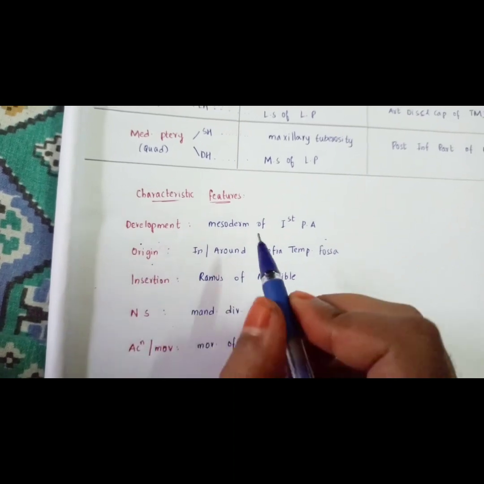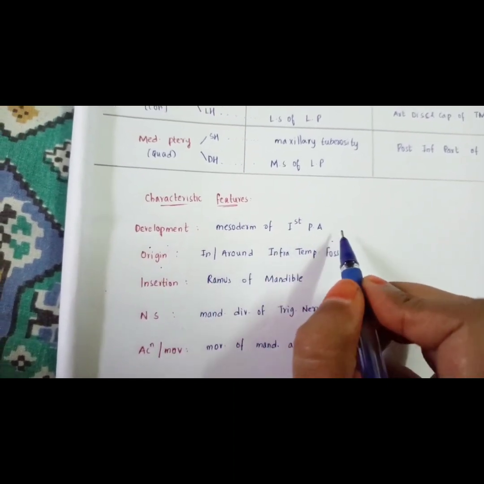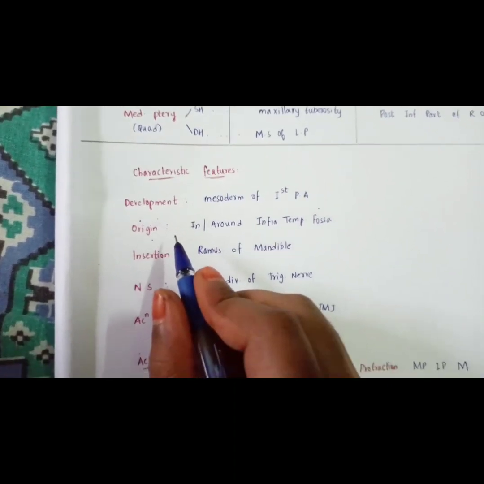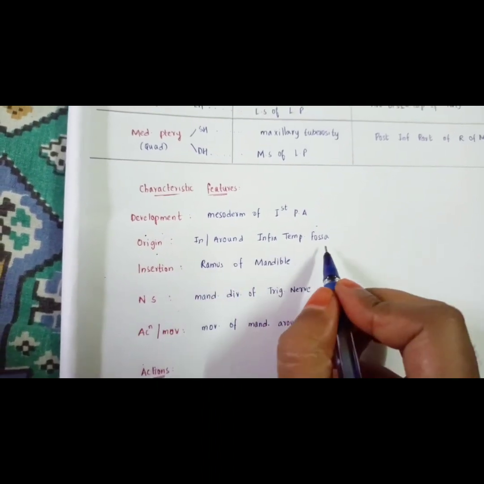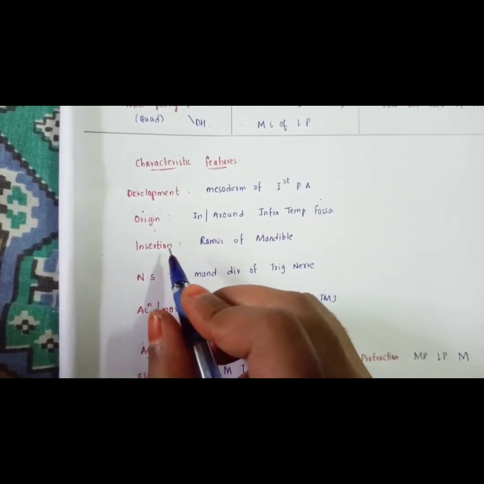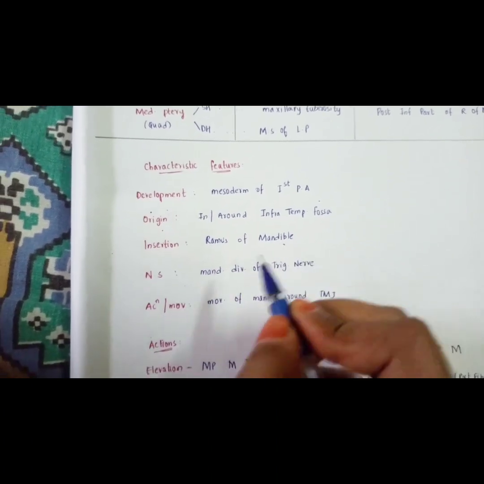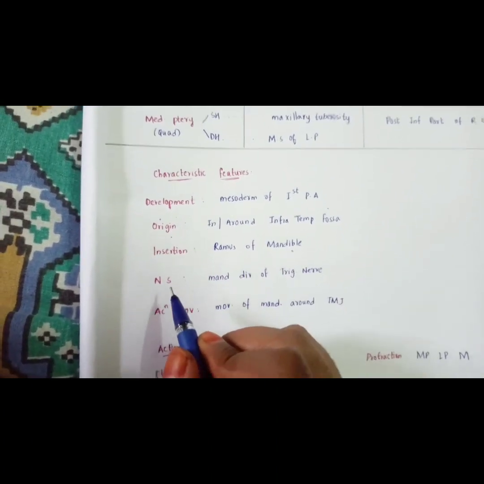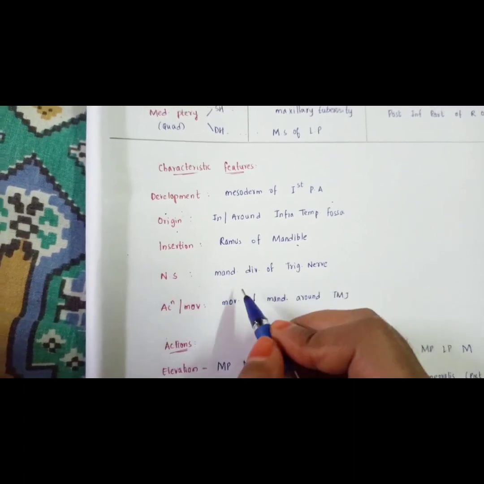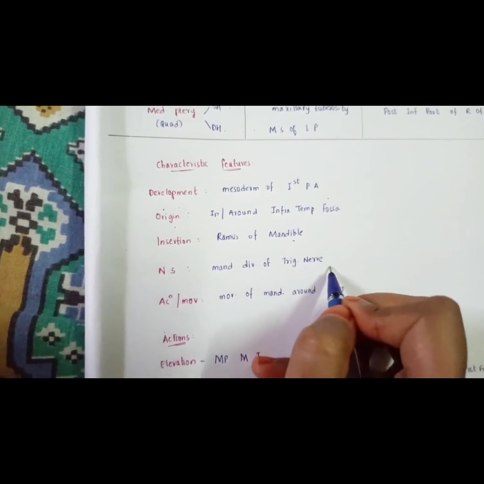Development. All the muscles develop from mesoderm of first pharyngeal arch. Origin. They all should be in or around infratemporal fossa. Insertion. All the four muscles are going to get inserted into the ramus of mandible. Nerve supply. All the four muscles of mastication are supplied by mandibular division of trigeminal nerve.